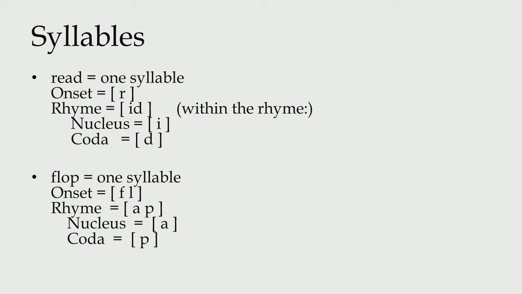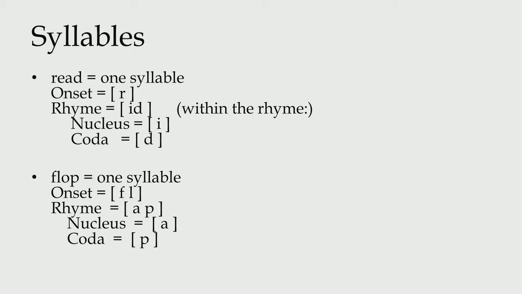Similarly, in the word flop, we see onset as fla, the nucleus, and then when we look at rhyme, we see the nucleus as a, or it will sound like a, and coda as pa.